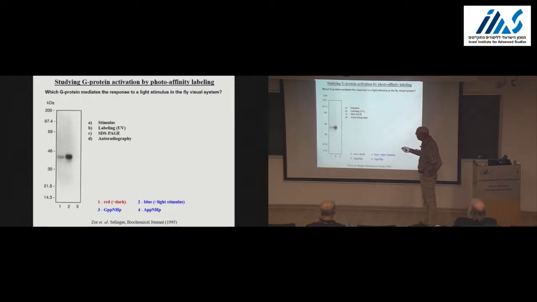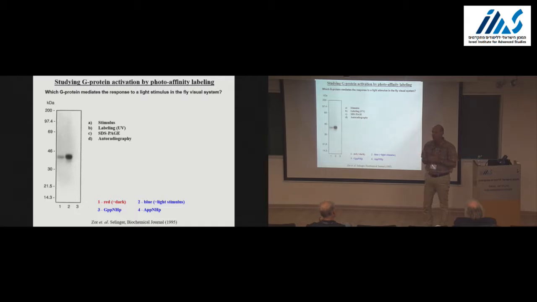So as you see here, this is just an autoradiograph of the membranes of the fly eyes that we incubated with our probe, GTP analog, and we stimulated them with the red light in lane number 1 or blue light in lane number 2, and then just activated the probe by UV light, and we could run this on a gel and see that there was a dramatic increase in the labeling of this about 40 kilodalton protein, which was about the same molecular weight as we expected from the Gq protein.